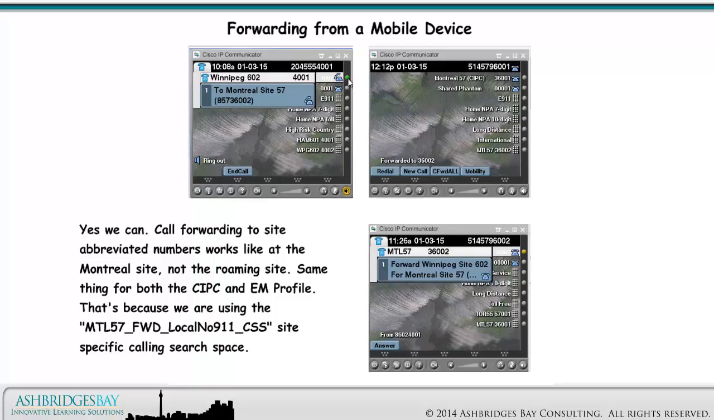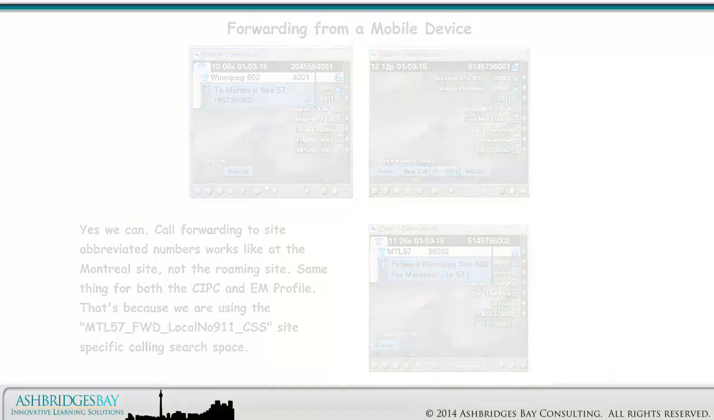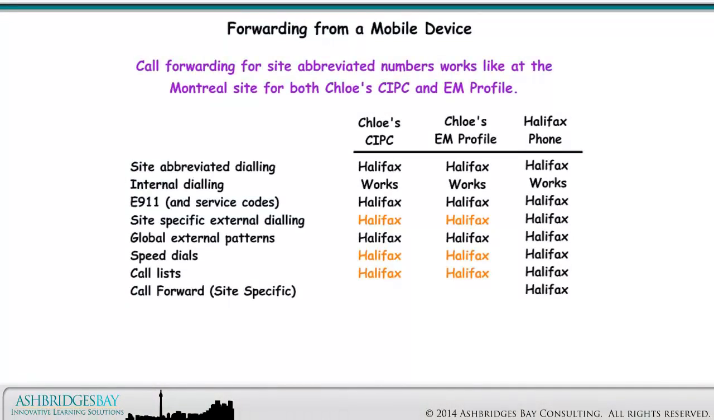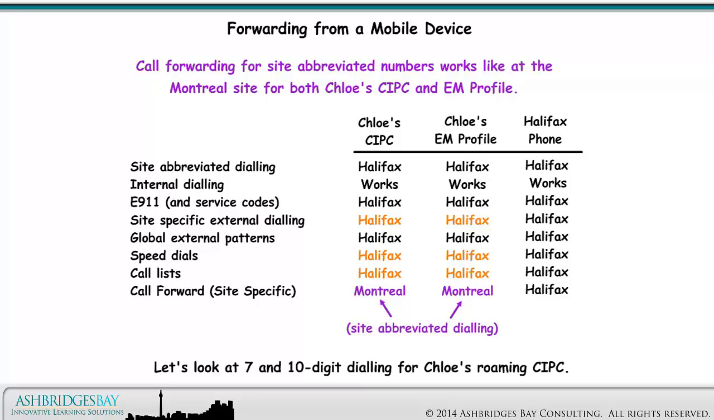It's not possible to make call forwarding work like at the Halifax site for a user roaming there from Montreal. Call forwarding for site abbreviated numbers works like at the Montreal site for both Chloe's CIPC and EM profile. Let's look at 7 and 10-digit dialing for Chloe's roaming CIPC.